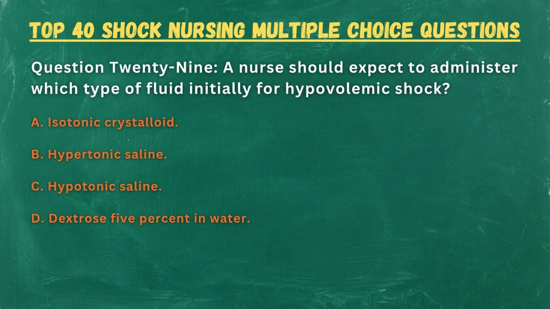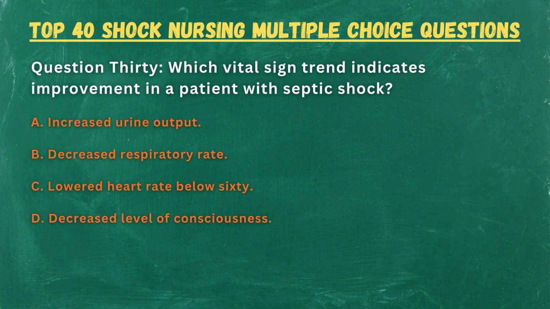Question 29. A nurse should expect to administer which type of fluid initially for hypovolemic shock? A. Isotonic crystalloid. B. Hypertonic saline. C. Hypotonic saline. D. Dextrose 5% in water. Answer: A. Isotonic crystalloid.